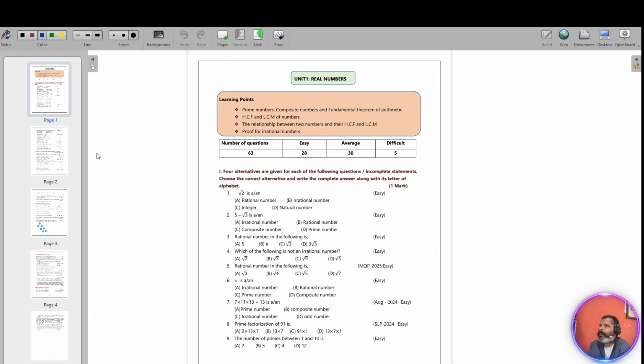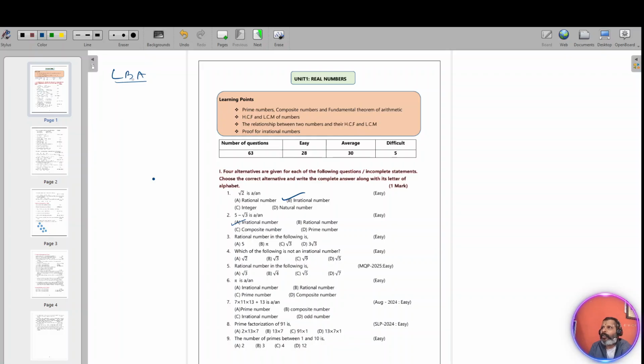First question is: root 2 is a what number? Root 2 is an irrational number, right? We all know that it's an irrational number. 5 minus root 3: when an irrational number is combined with any rational number, it will always be an irrational number in addition and subtraction. So this is also an irrational number.